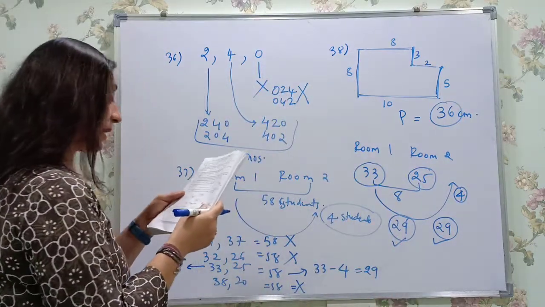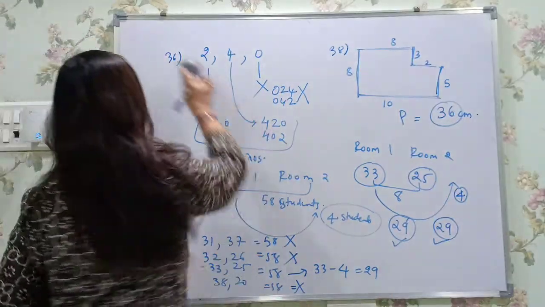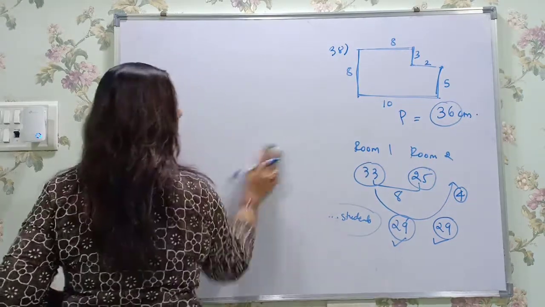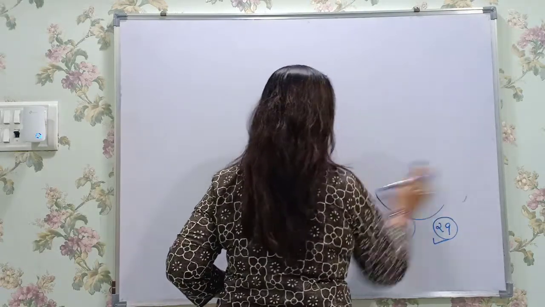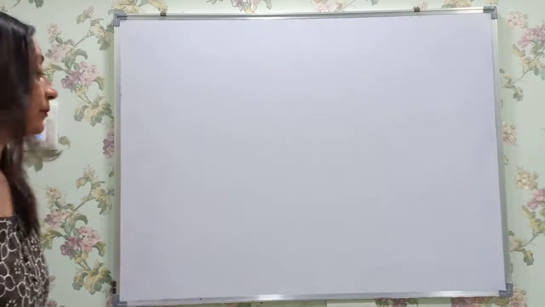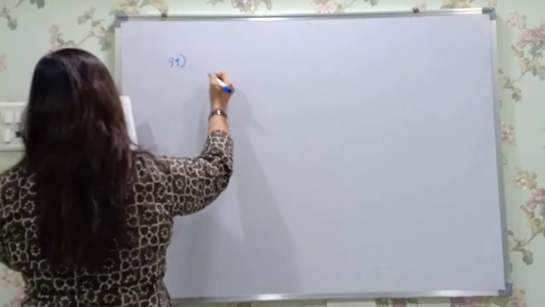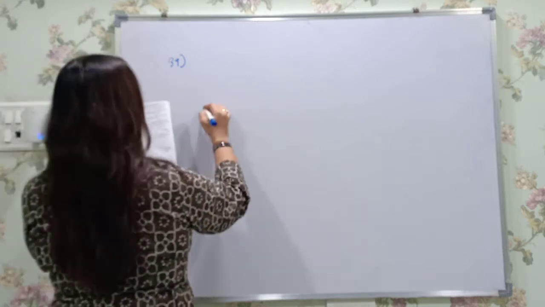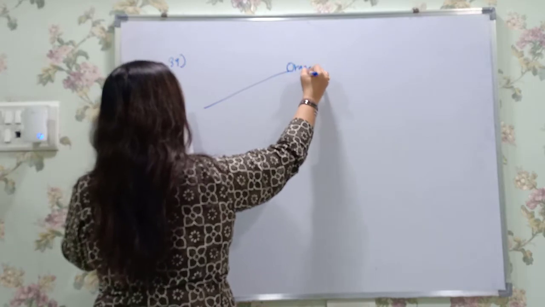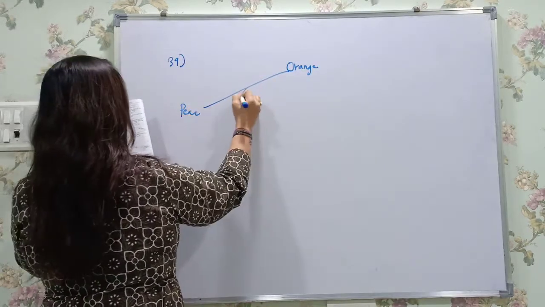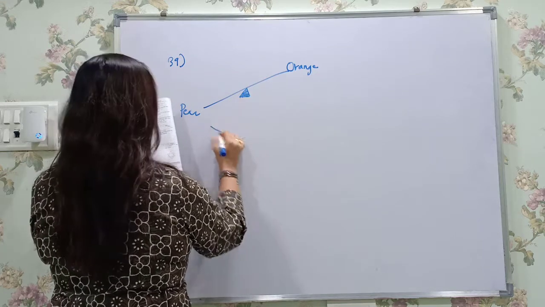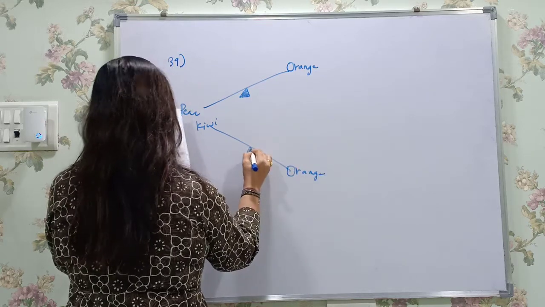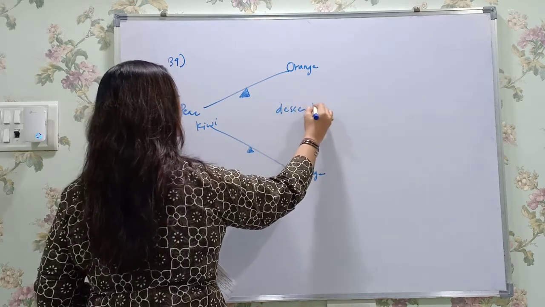Okay, next. Last sum. No, second last sum. Sum number 39. Now, the drawings below indicate fruits on balances. Arrange the fruits in descending order. Okay. Now, this is orange and this is pear. And here it is kiwi and here it is orange. Now, we are supposed to arrange them in descending order.